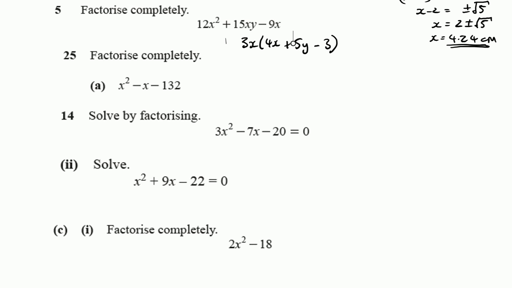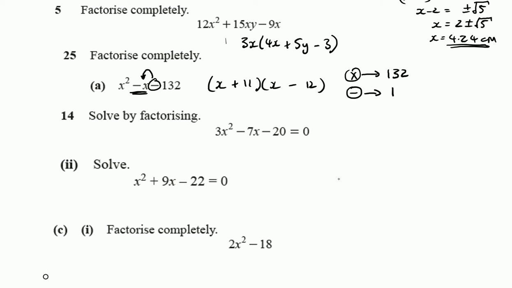Factorise completely x squared minus x minus 132. I want to split this into two brackets, put an x at the beginning of each one. I'm looking for two numbers that multiply to make 132, and they're going to subtract, because there's a minus over here, to make 1. X by itself is, of course, 1x. Two numbers that multiply to make 132 and subtract to make 1 are 11 and 12. To make a minus 1, we would use a minus 12 and a plus 11.